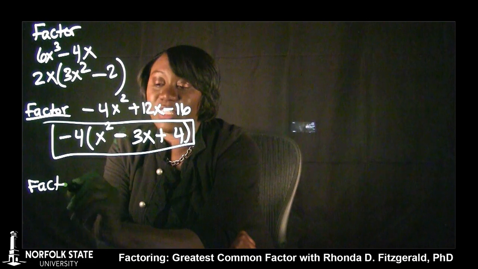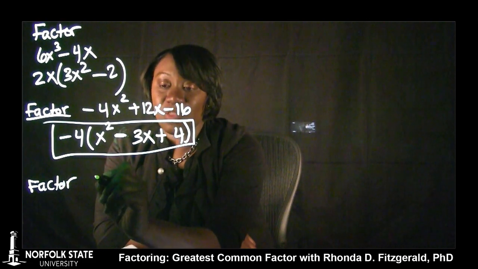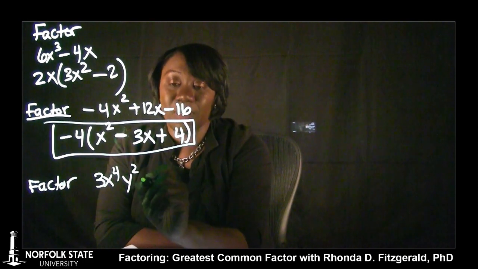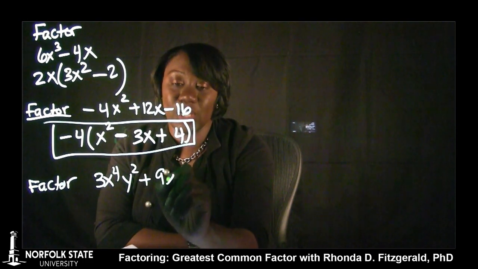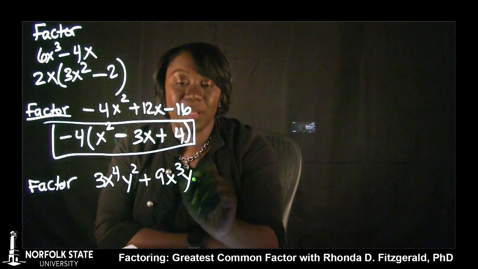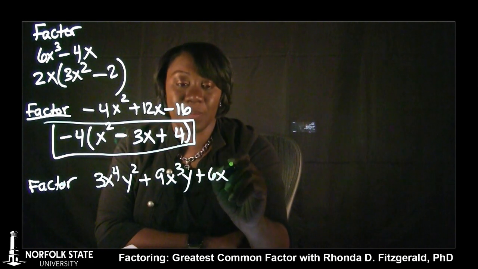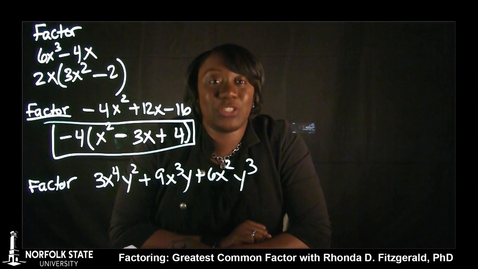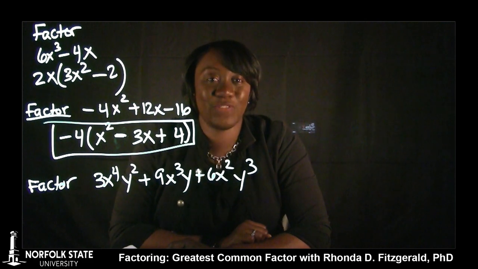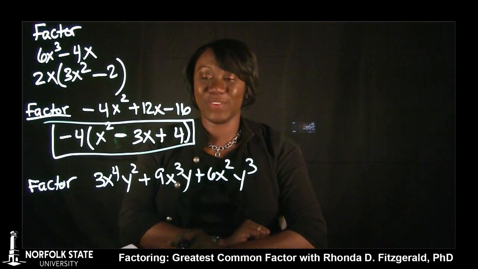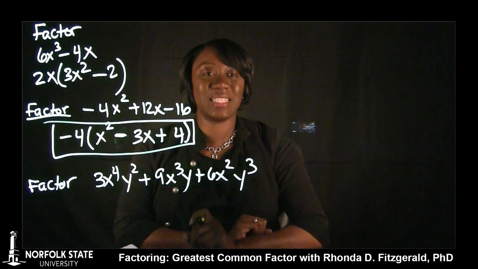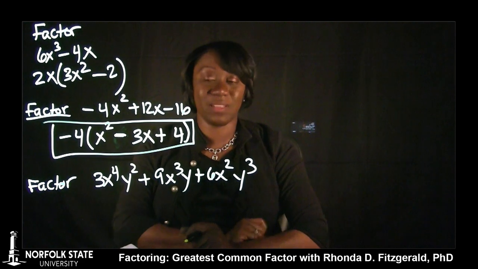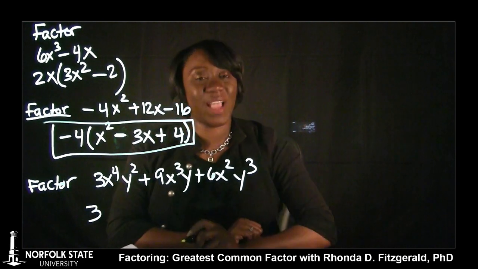Here we want to factor the quantity 3x to the 4th y squared plus 9x cubed y plus 6x squared y cubed. Now we want to use that same strategy. Let's look at our coefficients first. So when looking at our coefficients first, we have 3, 9, and 6. So the largest number that can be divided into each of these numbers evenly is a 3. So I can factor out a 3.